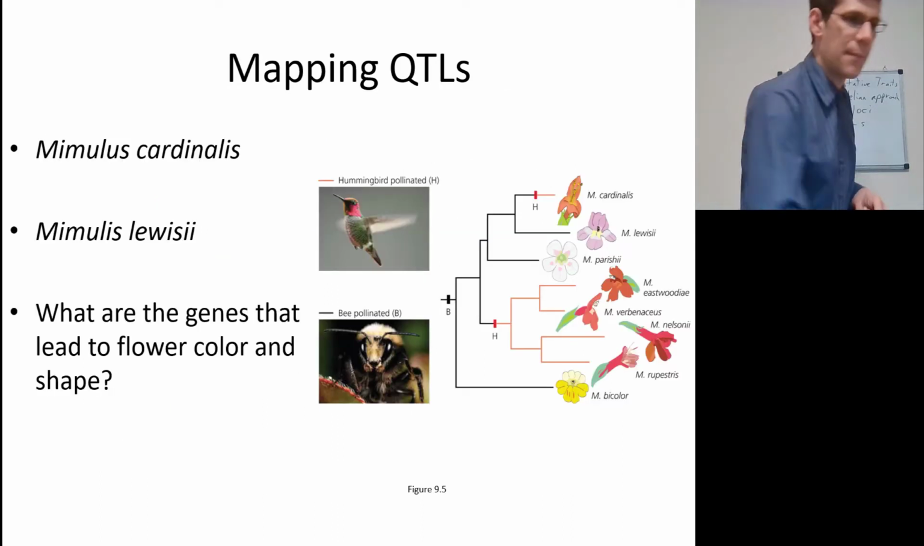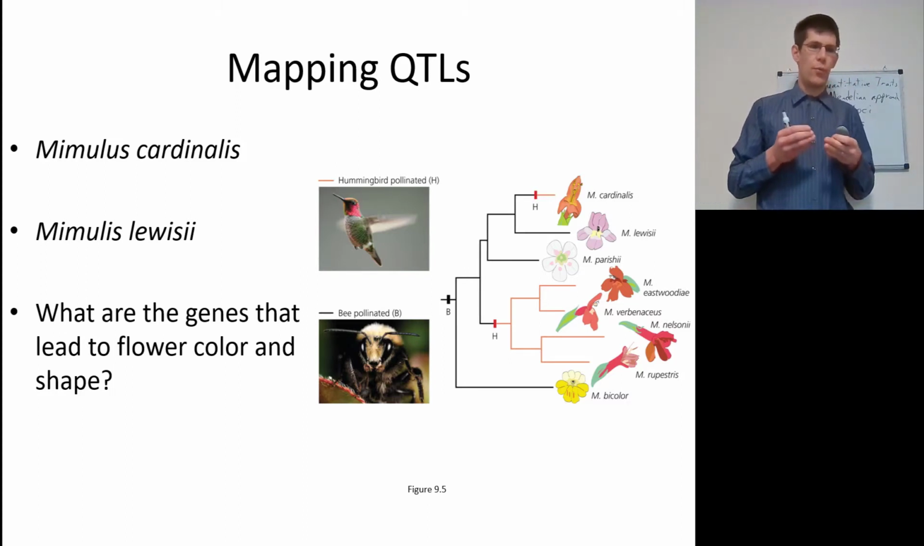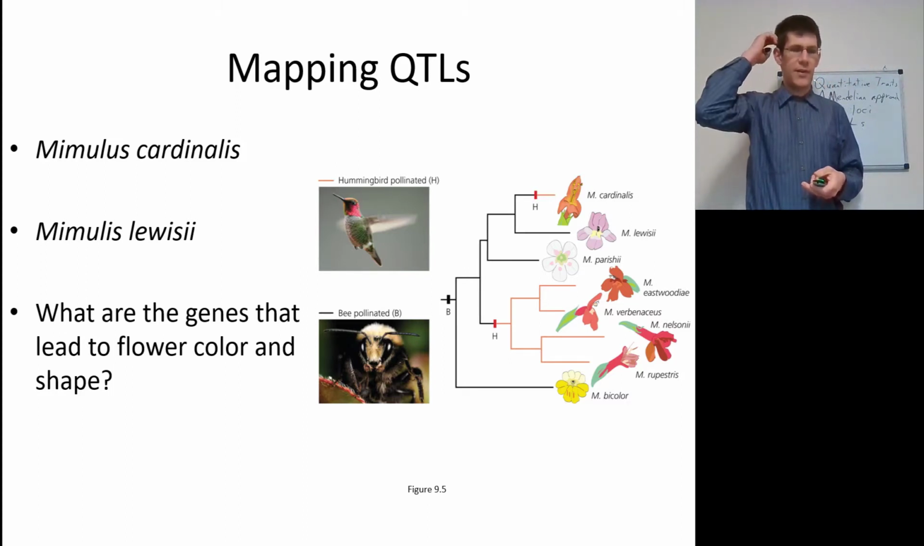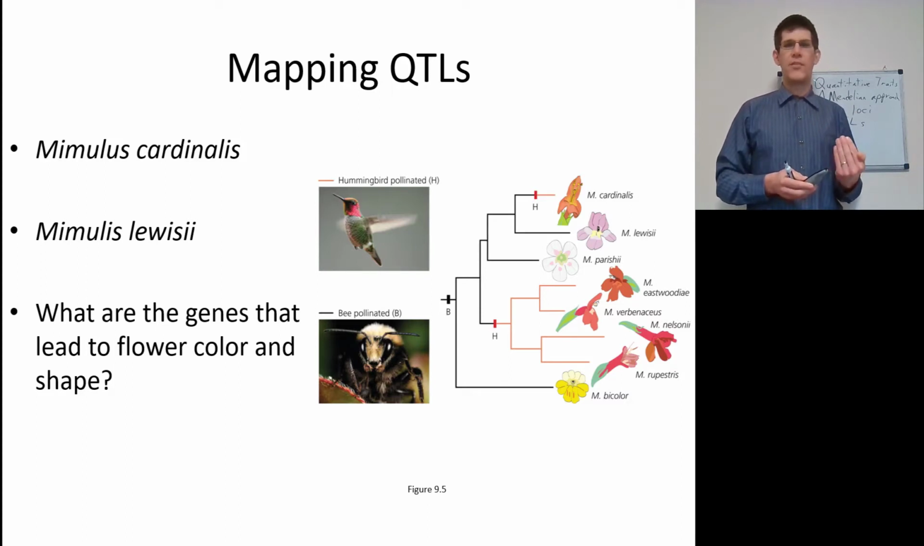Well, let's go through an example of QTLs where we can see different species being mapped out. So we have here Mimulus cardinalis, which is a red species of Mimulus monkey flower that is going to be pollinated by hummingbirds.